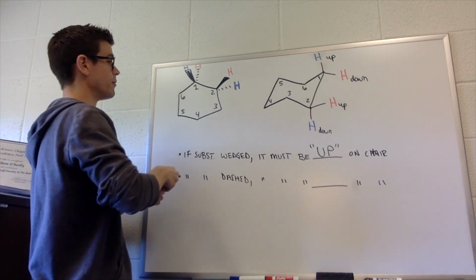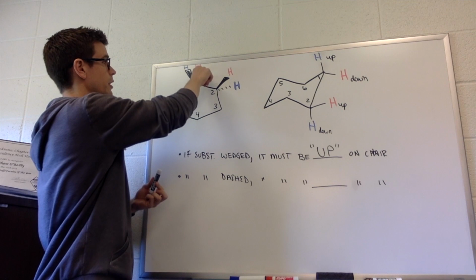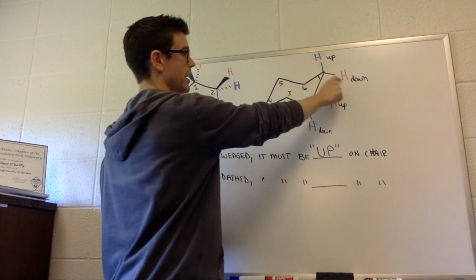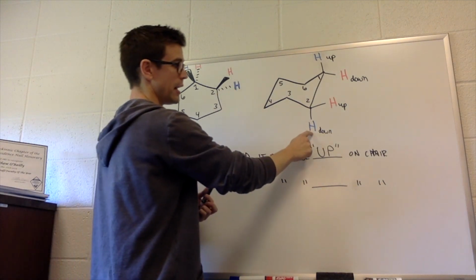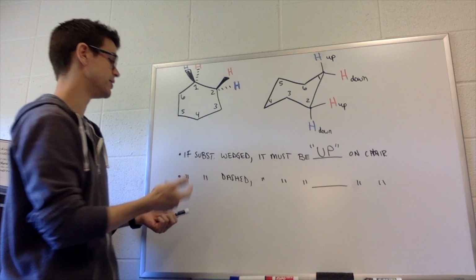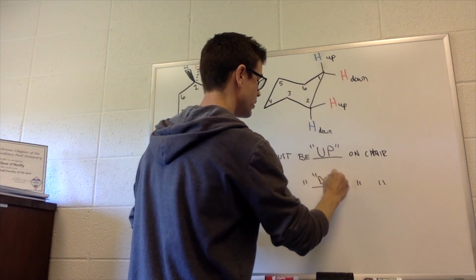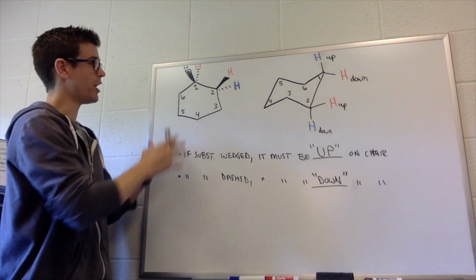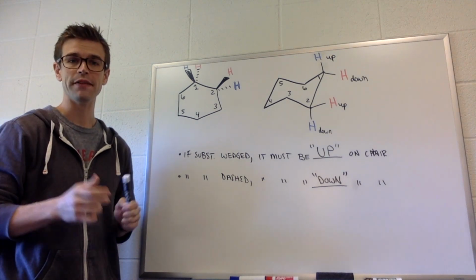So maybe we can conclude that if a substituent is wedged, it must be up on the chair. Conversely, if we have the dashed bonds, so here at position 1, the dash bond is to the red H, and that H is down here. Here the dash bond is to the blue H, that H is down over here. So if a substituent is dashed, it must be down on the chair. So this process is really important for putting the substituents where we need them to be on the chair.